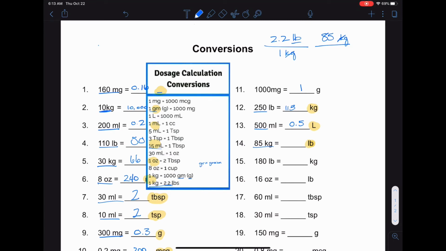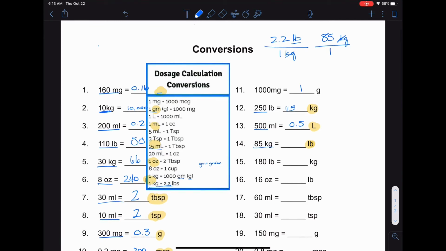So that works out. Throw that over 1, and then we can multiply across. 2.2 times 85 is 187 over 1. So our answer is 187.